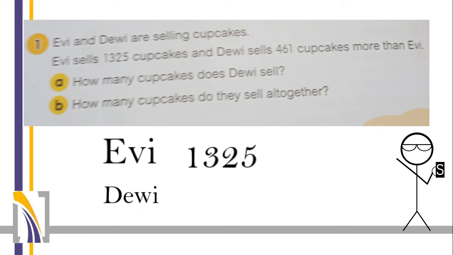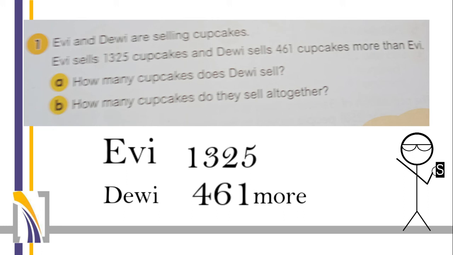And Dewi is 461. But there is the word more over there. So we also take 461 and more and put it beside Dewi's name. So that's what we need. We don't need any other words.